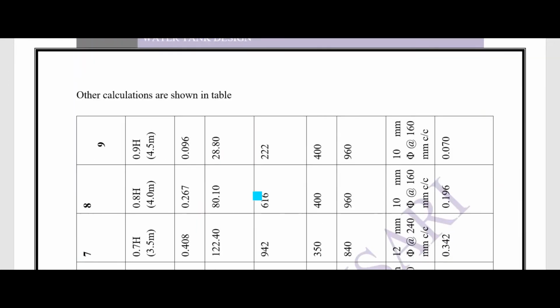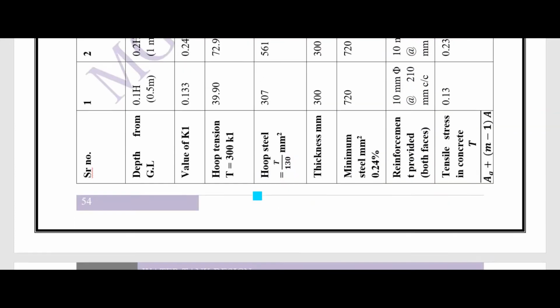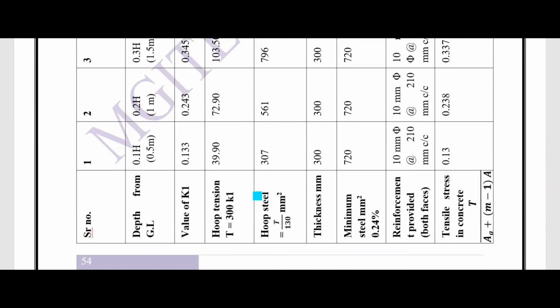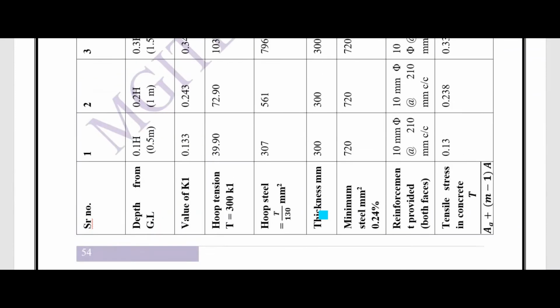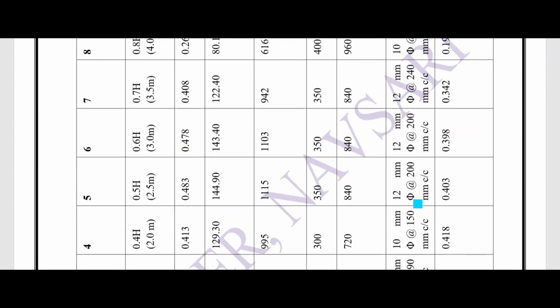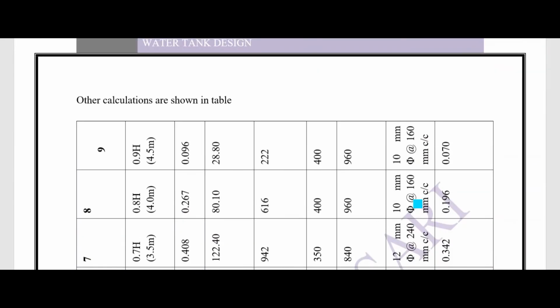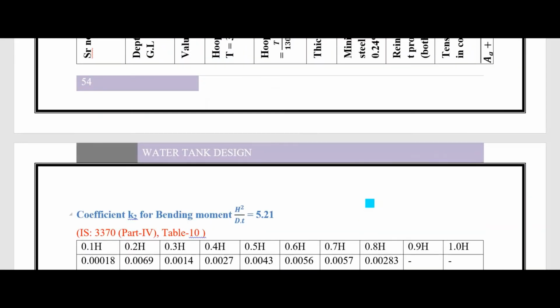Now here I give the table for all other calculation: depth, value of K1, hoop tension, hoop steel, thickness, and here the hoop tensile reinforcement is given. Here is the design of all other reinforcement, and here is the tensile stress calculation.